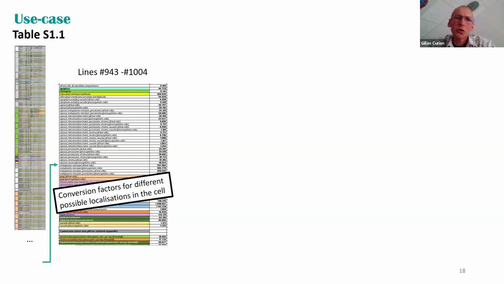But you can have other possibilities. If the metabolite is in the vacuole, the chloroplast, the mitochondria, or in only the chloroplast, you will have different conversion factors that are here. We make an assumption that the concentration is the same in the different compartments. We can't do better than that.